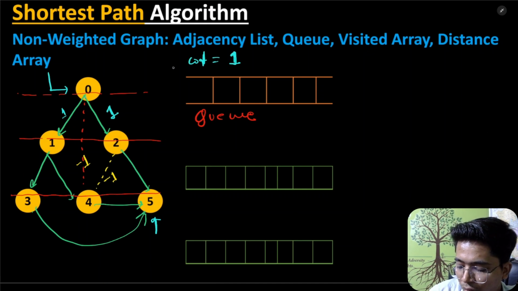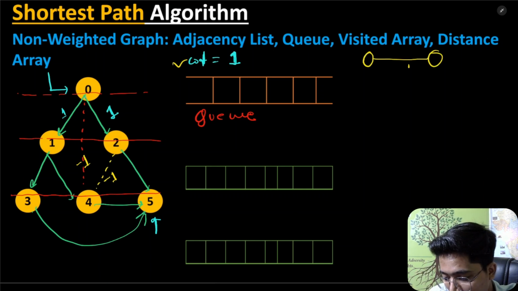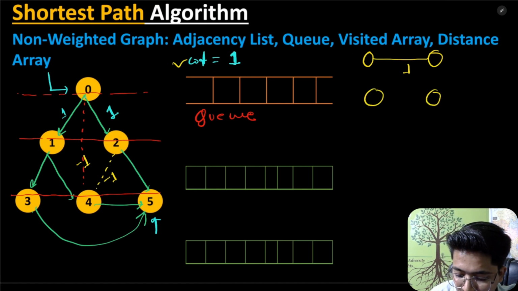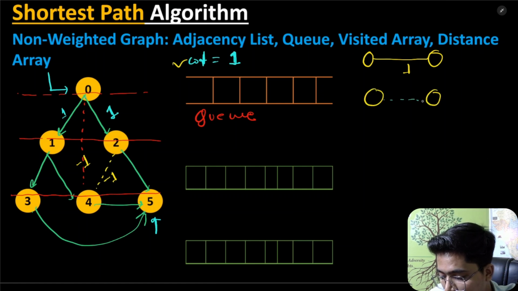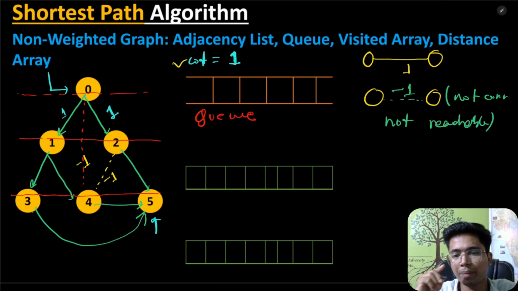So by default we'll be using positive 1 to represent that there is a connection between two nodes. Two nodes are connected, that means they are represented by +1. And if two nodes are not connected, then we'll represent them by the relationship of -1. That means not connected, not reachable. Okay, so now you have a brief idea about the shortest path algorithm.